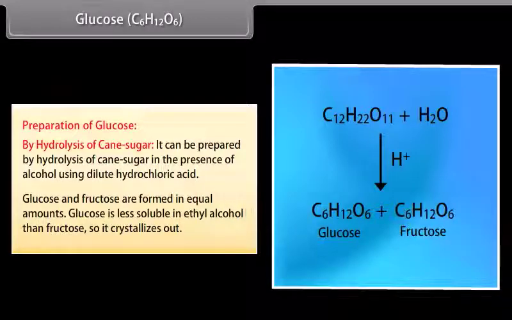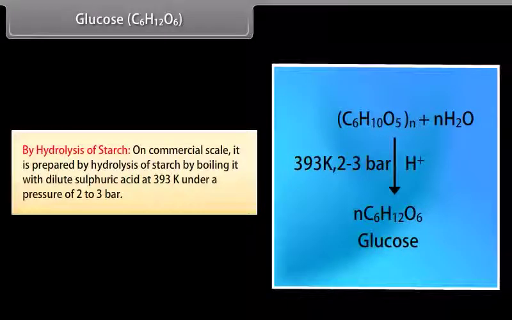Glucose is less soluble in ethyl alcohol than fructose, so it crystallizes out. By hydrolysis of starch. On commercial scale, it is prepared by hydrolysis of starch by boiling it with dilute sulfuric acid at 393 Kelvin under a pressure of 2 to 3 bar.